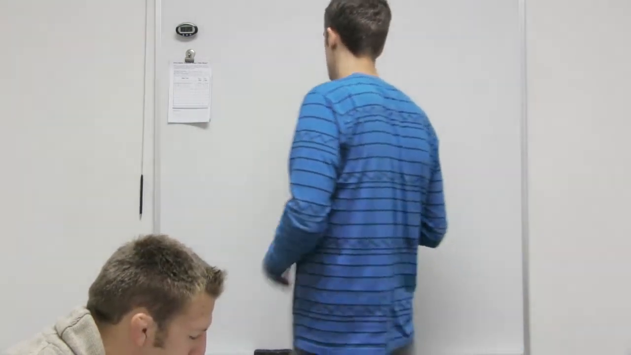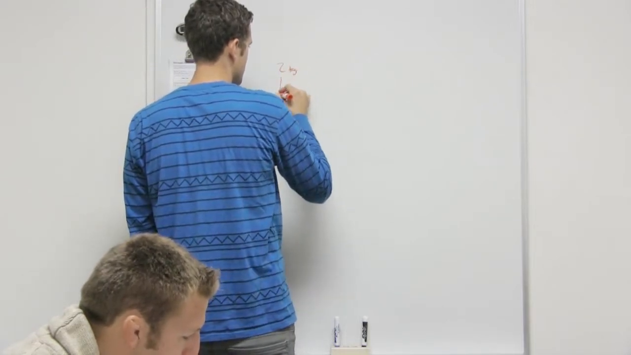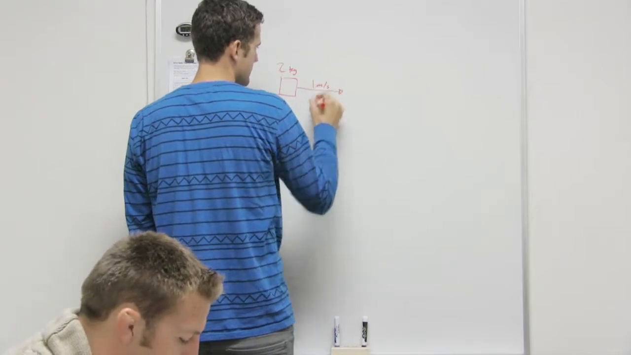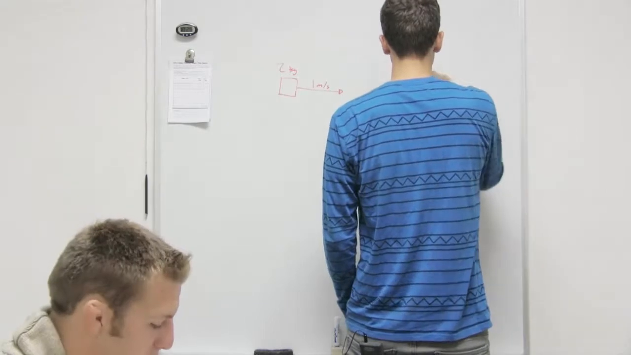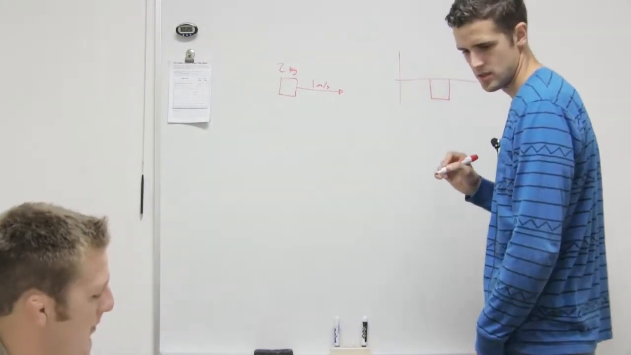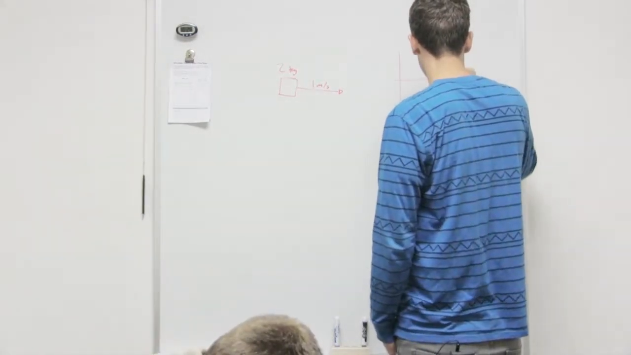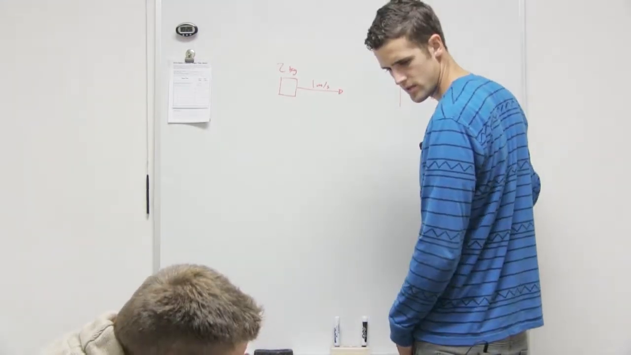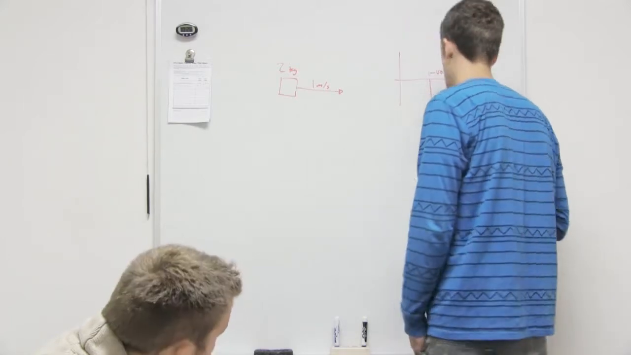So, yeah, a 2 kilogram object moving to the right at 1 meter per second. The first one has an impulse of this, right? Yeah. That's half a second. And this, what's the force here? -2. Okay.